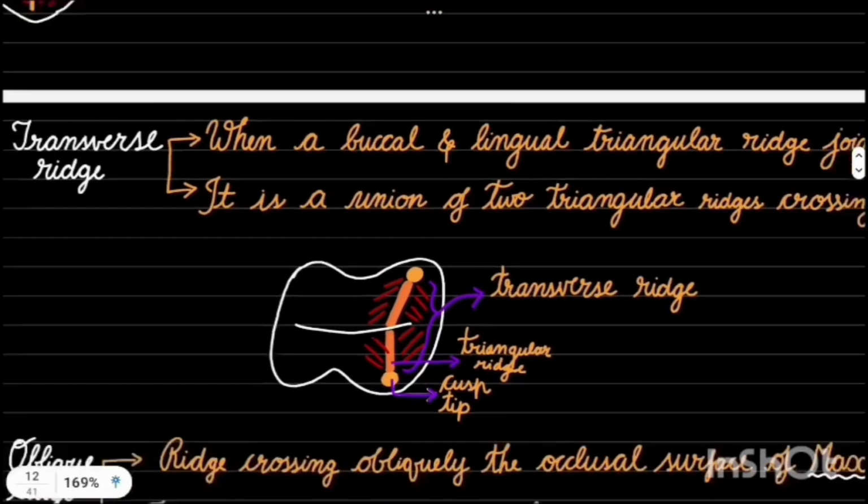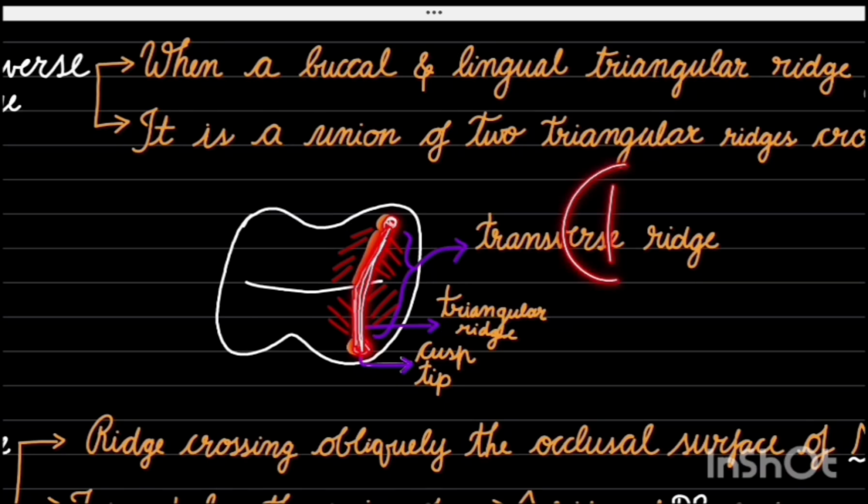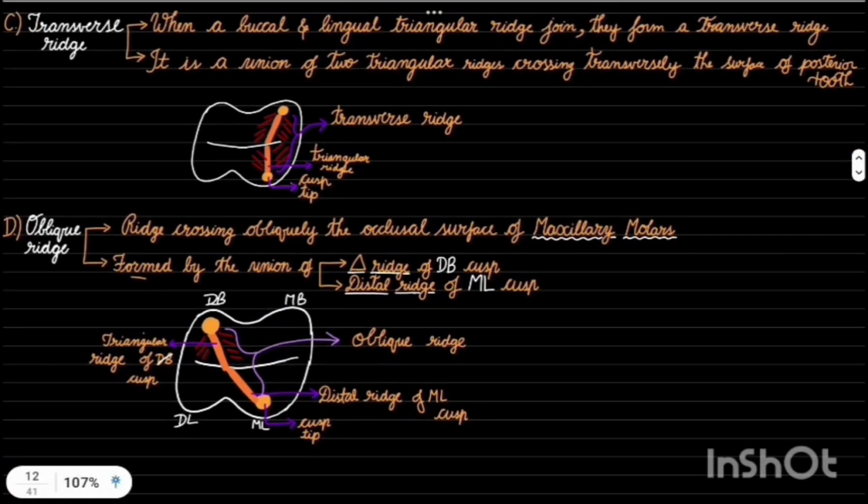Next we have the transverse ridge. Now as you know, this is the buccal cusp tip, this is the lingual cusp tip, this is the buccal triangular ridge, this is the lingual triangular ridge. Now when these two triangular ridges merge together over here, they will form one single ridge called the transverse ridge. So the ridge formed due to convergence of two triangular ridges is called the transverse ridge. Next we have the oblique ridge. Now as we saw, the transverse ridge is formed by convergence of two triangular ridges.